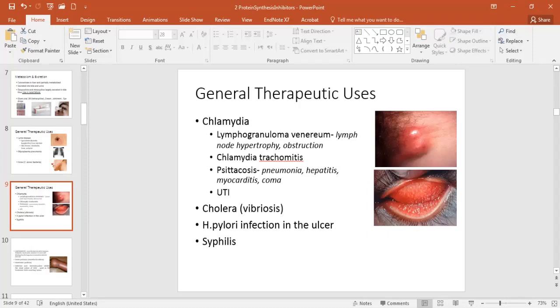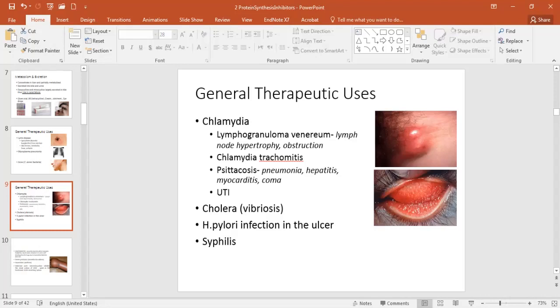Also chlamydia causing UTI is very common nowadays, especially in men. And the drug of choice here is tetracycline or doxycycline. There are also other diseases that can be treated by tetracycline.